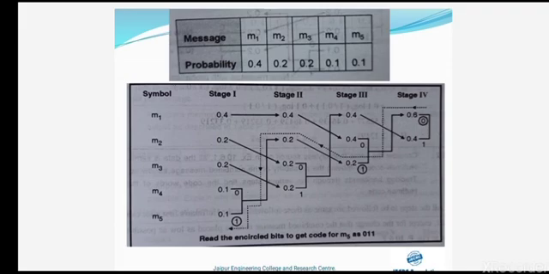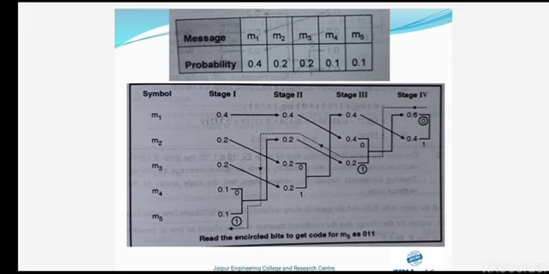After that, when the coding part comes, we have to assign 0 to the upper part and 1 to the lower part, for all the probabilities where we have combined the two lowest probabilities in the next stage. Now when we have to find the code for a particular message or symbol, we have to move backward, from stage 4 to stage 1. For example, we have to find the code of m5.